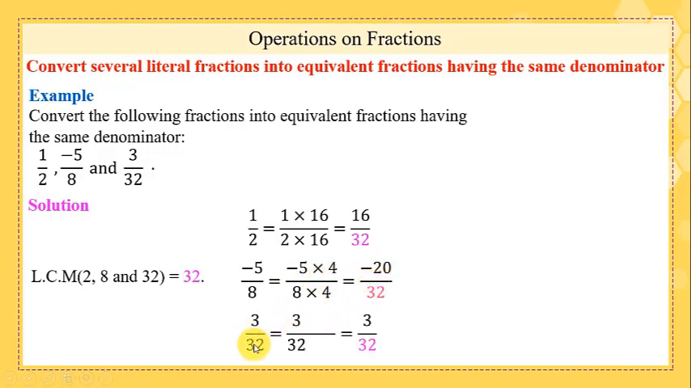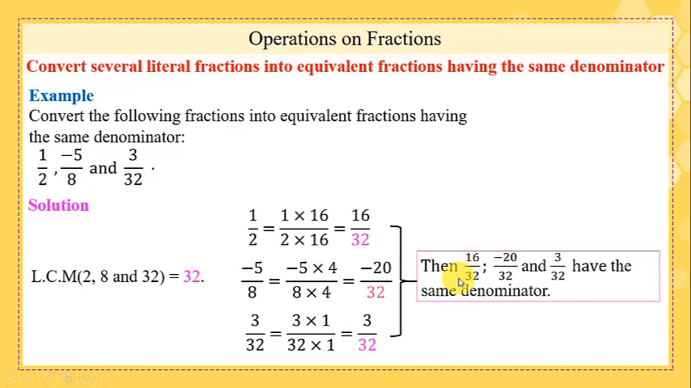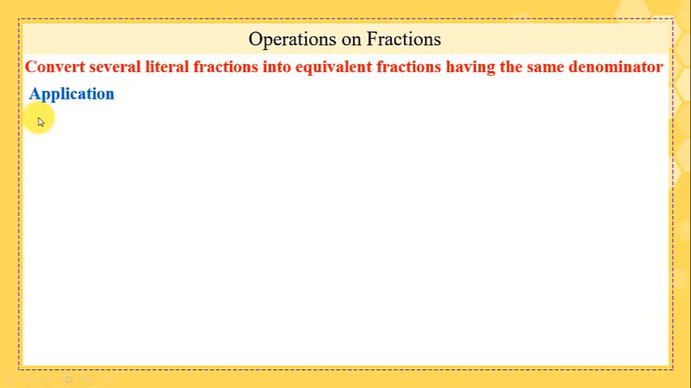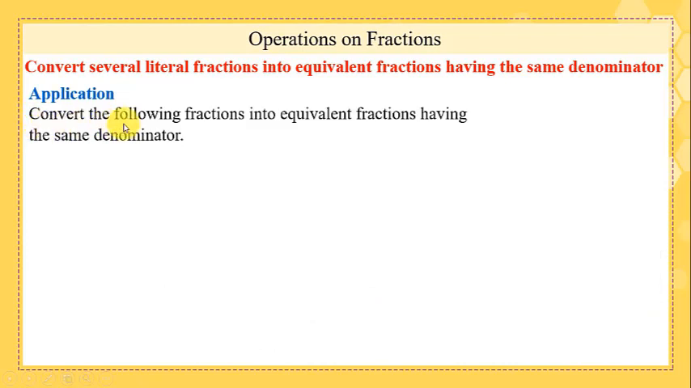And 3 over 32. Here we have 32, so we will multiply it by 1. Then 3 times 1 is 3 and 32 times 1 is 32. Then 16 over 32, minus 20 over 32, and 3 over 32 have the same denominator. Let's see this application. Convert the following fractions into equivalent fractions having the same denominator: 2 over 5, 7 over 8, and 1 over 20.